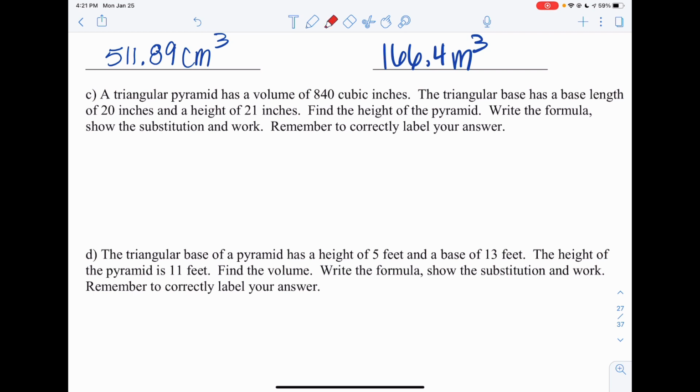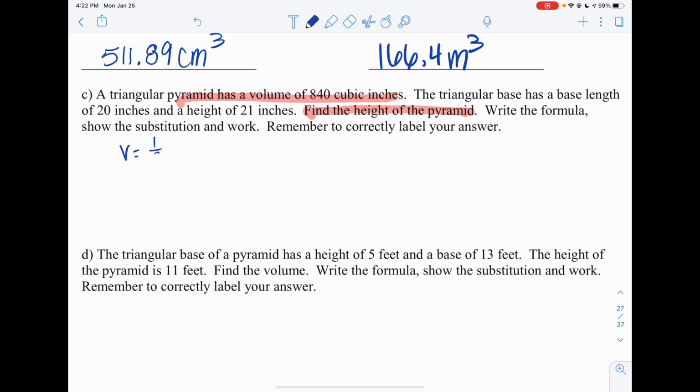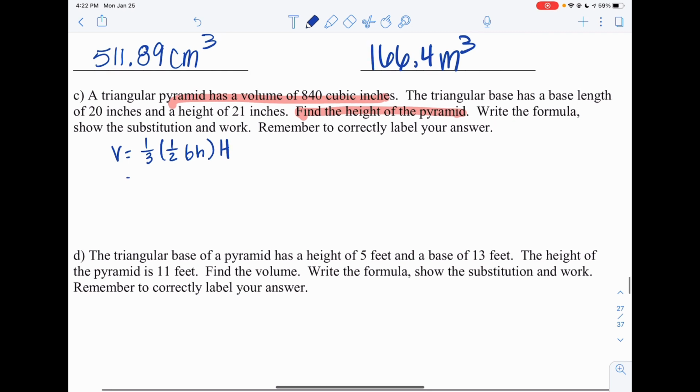Okay? So, once again, they actually give us the volume. Therefore, we're not solving for V, we're plugging in something for V. What we're really finding here is the height. So, once again, we're not plugging in anything for H, we are solving for H. So, I'm going to write down my equation, which is 1/3 times that 1/2 times the base times the height of the pyramid. Okay, so we're finding the height of the pyramid, so we are not going to plug anything into our uppercase H. Okay, so next step is substitution.